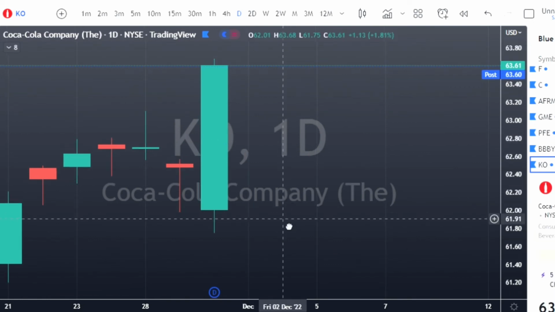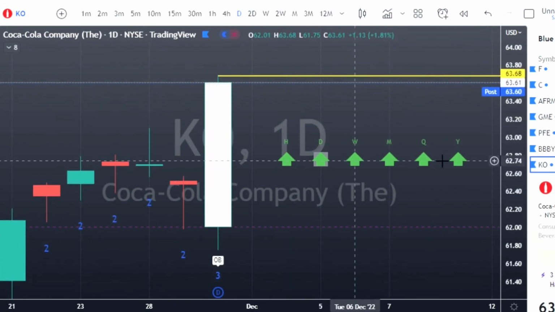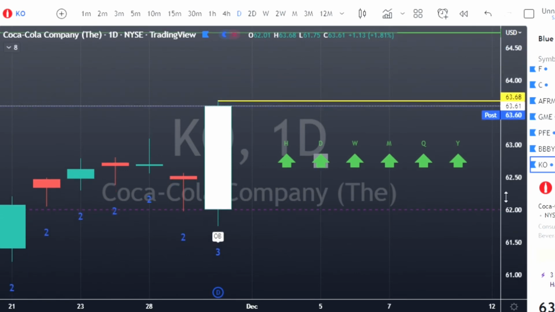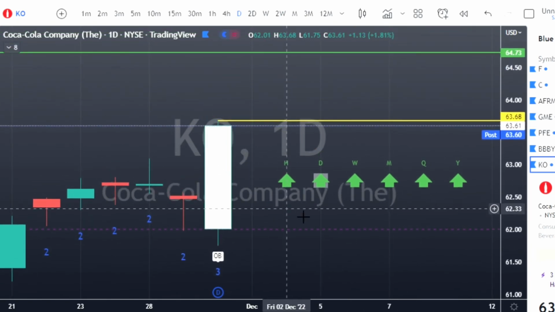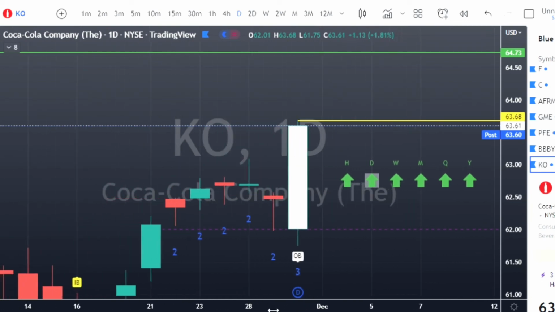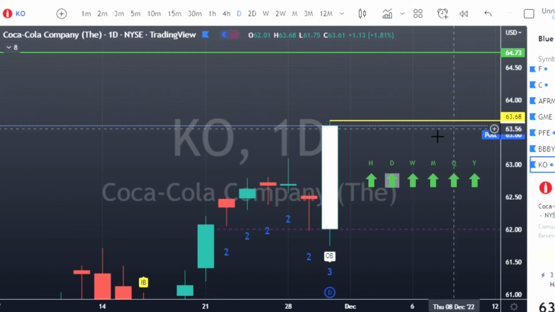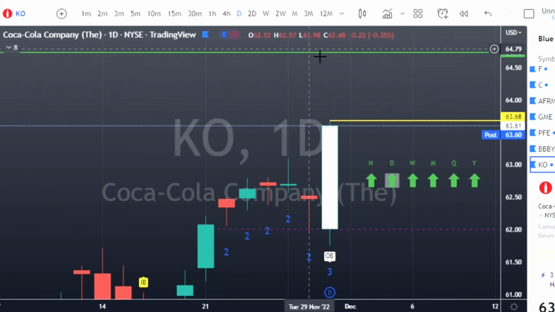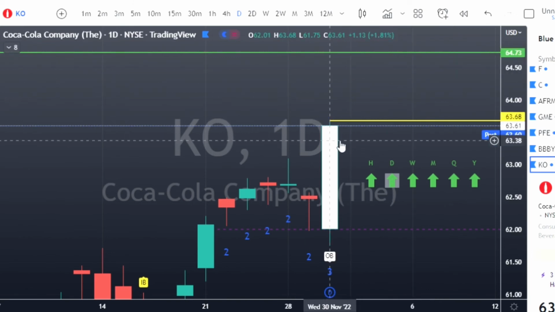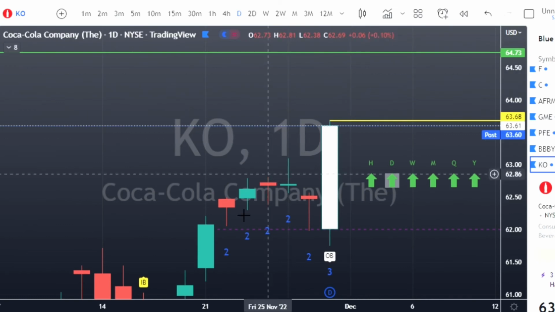We'll move on to Coca-Cola. Coca-Cola, same thing with those outside bars. We have this big outside bar, which is great. We also have this full time frame continuity to the upside. So that's part of the reason why I had Coke on there. So we are going to look for a 2-3 continuation to the upside. Calls at 63, 68, and this is the magnitude I'm talking about, guys. So we're over $1 magnitude here, and that's what I really like to look at.